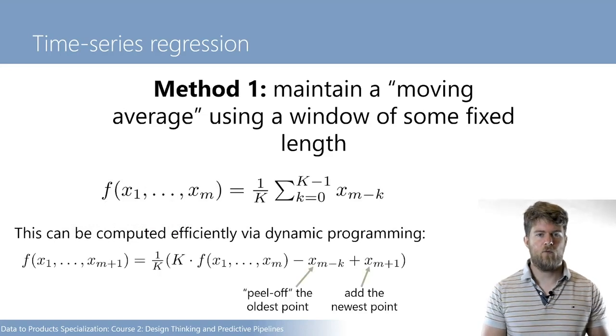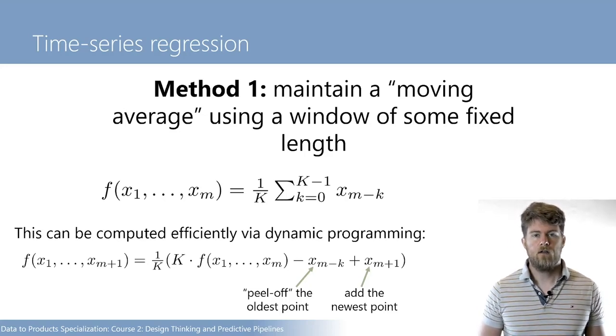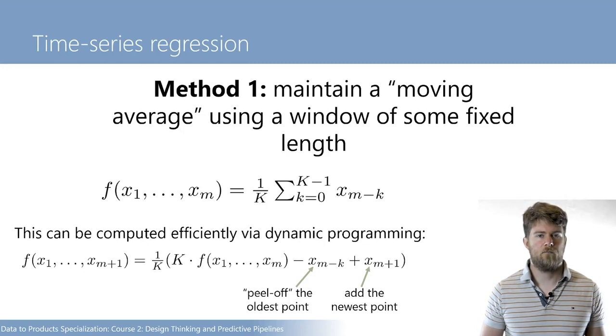So if we're trying to predict data point x_{m+1} from the first m data points, all we would do is the following. We look in a sliding window of length k. So we'd look at observations x_m down to x_{m-k+1}. Okay, that would be the k previous observations compared to the one we're trying to predict. And we would average those, so we would divide by k.